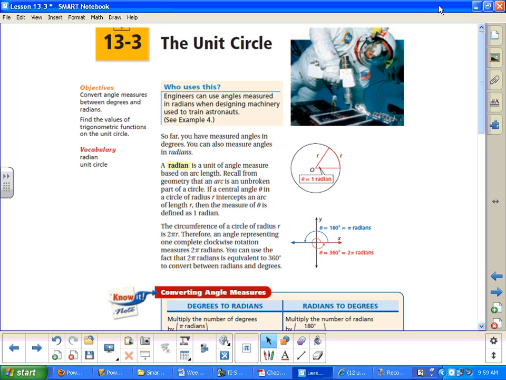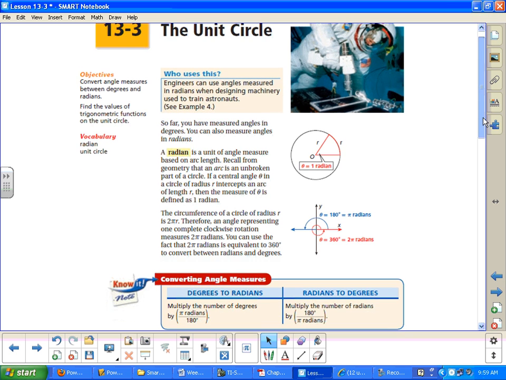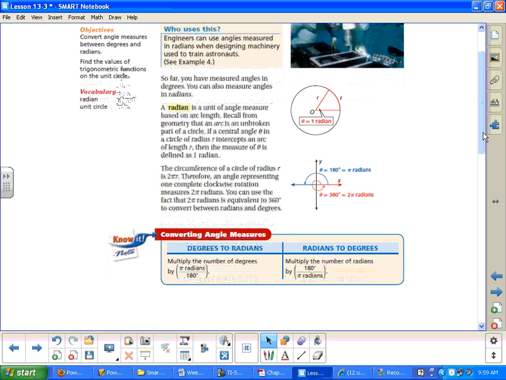Okay, we're in lesson 13.3, and we're going to do something called the unit circle. And before that, we actually have a little bit of work to do. So far you've looked at degrees. We've been looking at the circle going from 0 to 360. Sometimes it goes a little bit farther around than that.